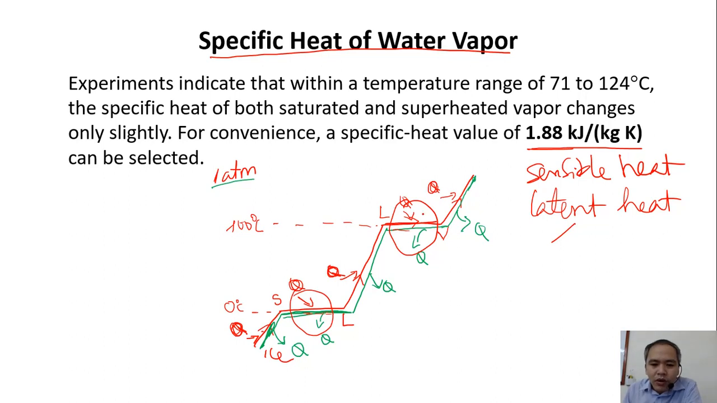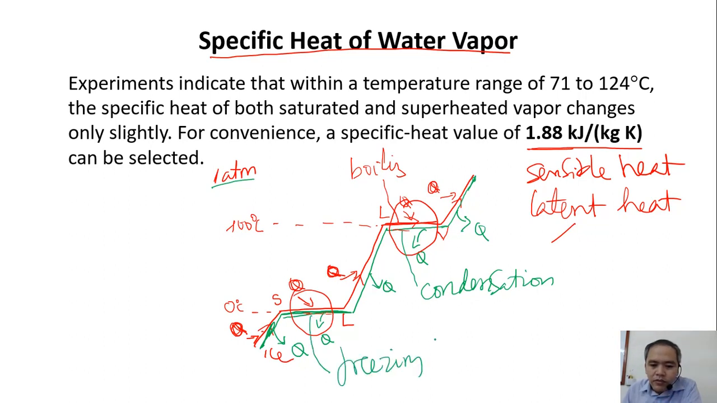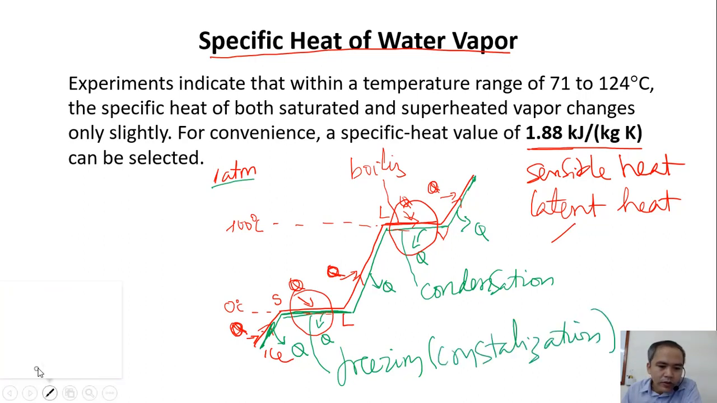What is this? How do you call this? If you convert from liquid to vapor, how do you call this name? Evaporation or boiling. If you go backward, what is the term? Condensation. Okay. And then if you go like this, how do you call it? Freezing, or crystallization. And you go this way, you call this what process? Melting. Okay, those are the terms.